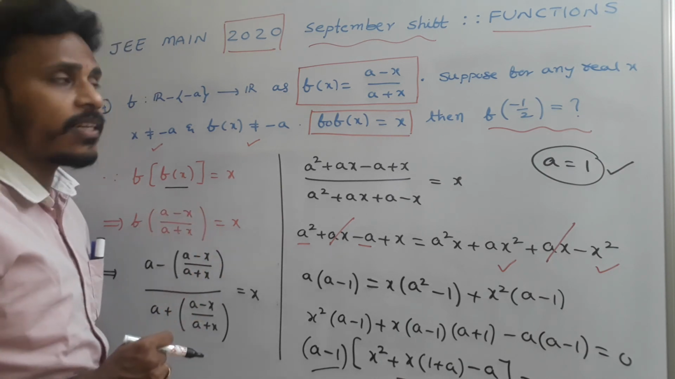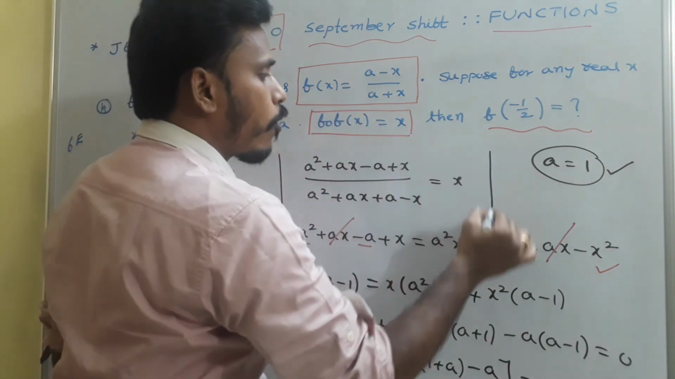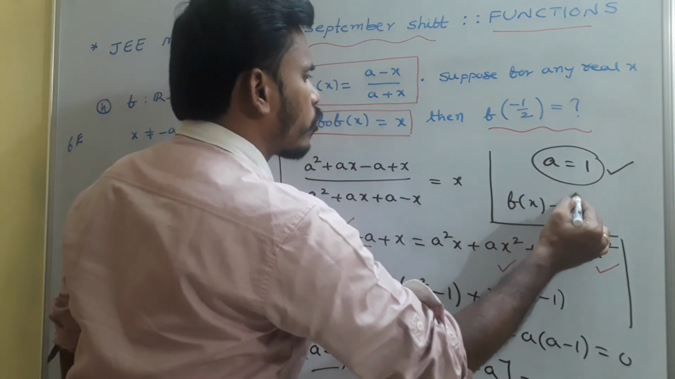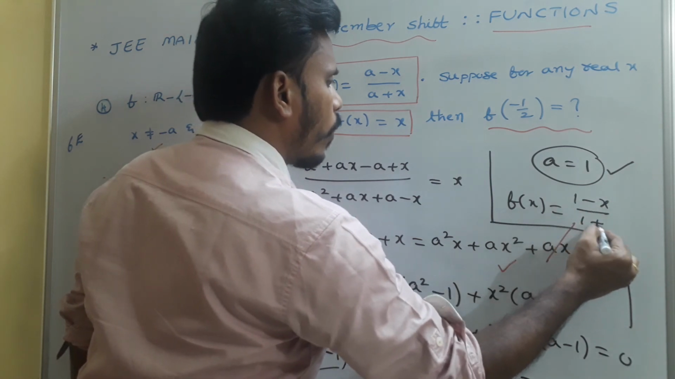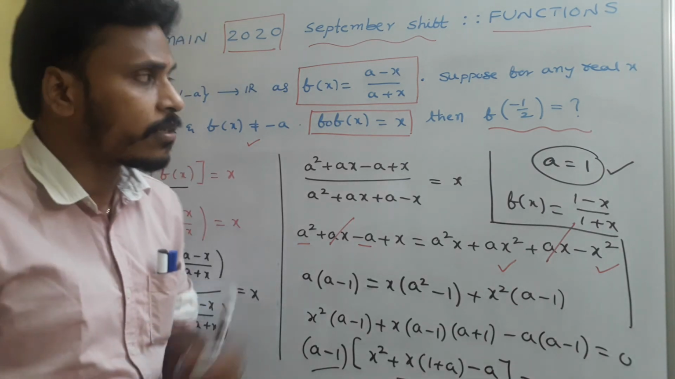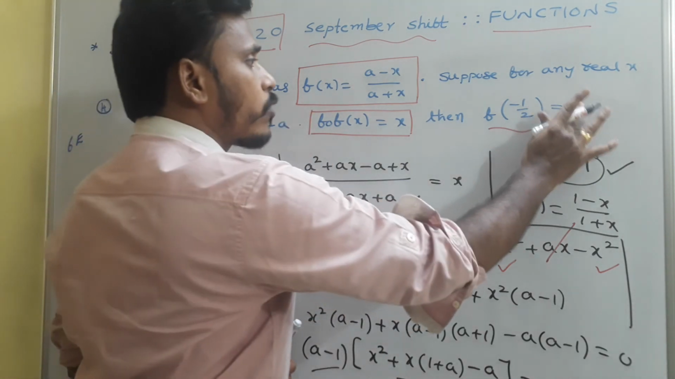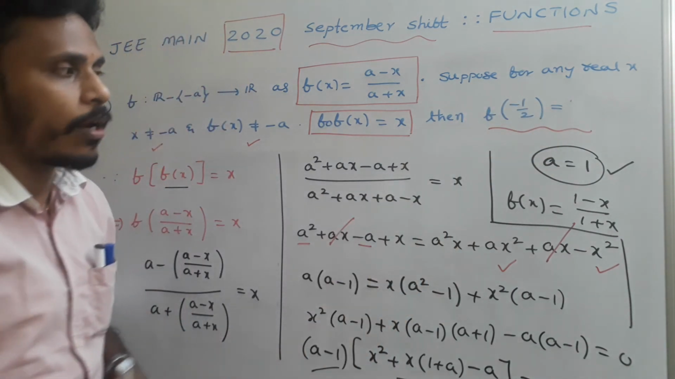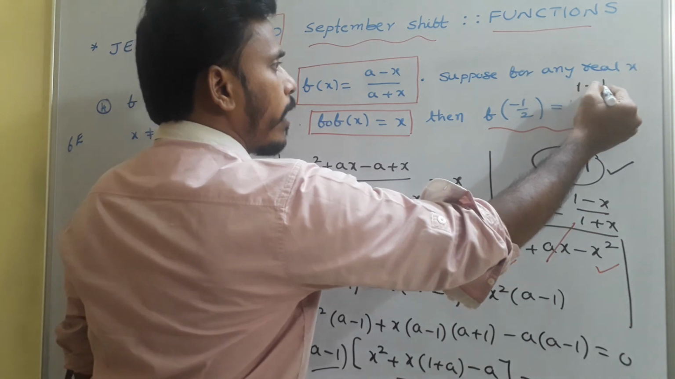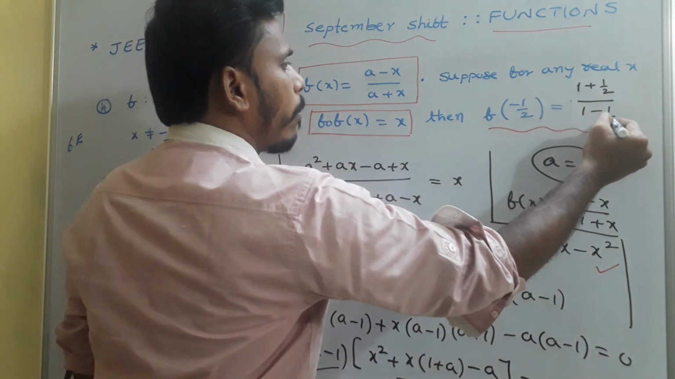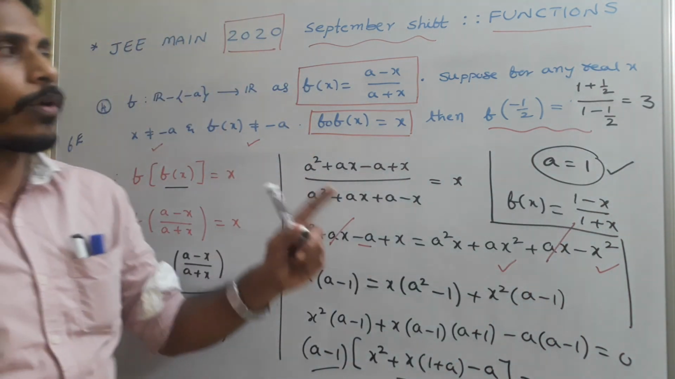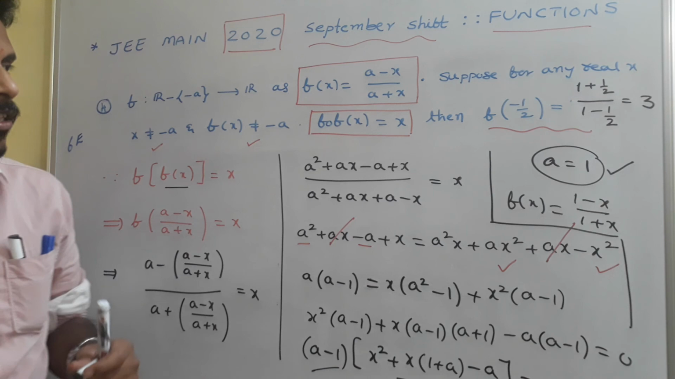See, if you finalize that a is equal to 1, then the given function is simply f of x is equal to 1 minus x by 1 plus x. Okay. Now finally f of x is 1 minus x by 1 plus x, but we need to calculate f of minus 1 by 2. Since we are trying to calculate f of minus 1 by 2, replace x with minus 1 by 2 now. 1 plus 1 by 2 divided by 1 minus 1 by 2. When you simplify, you get the value as 3. At the end, your answer for the problem is 3.